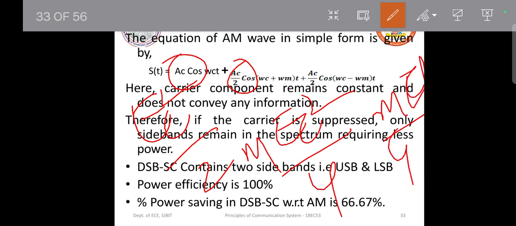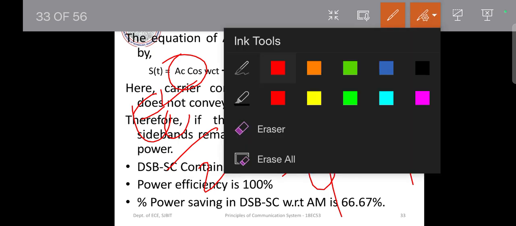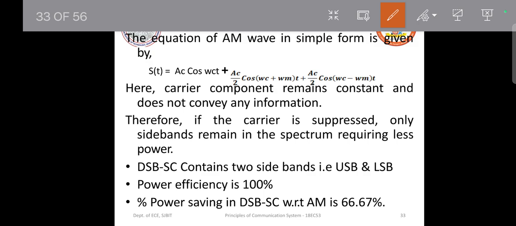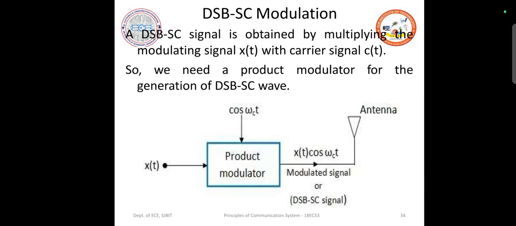So what we observe is the carrier component consumes more power but does not convey any information at all, which is of no use for us. So that is why we always try to suppress the carrier and convey only the other two components, which are the lower and upper sideband components. And when you do that, you are performing what is called a double sideband suppressed carrier. So power efficiency is basically 100%. So this is the idea of the DSBSC.